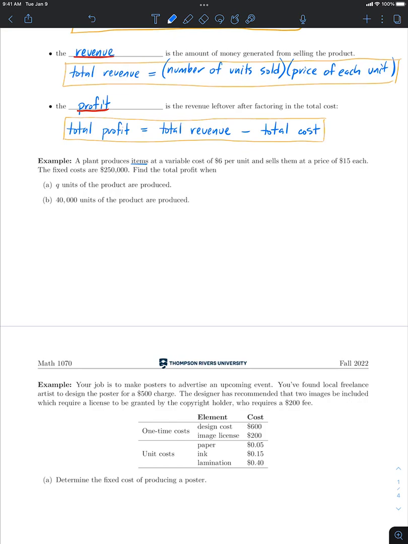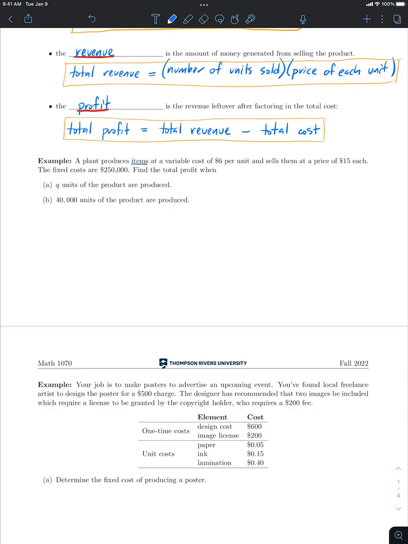But if you like, just use your imagination, right? Think of this as cups of coffee, sandwiches, t-shirts, baseball hats, pads of paper, anything really. You've got the freedom to just imagine something that you're producing and selling.